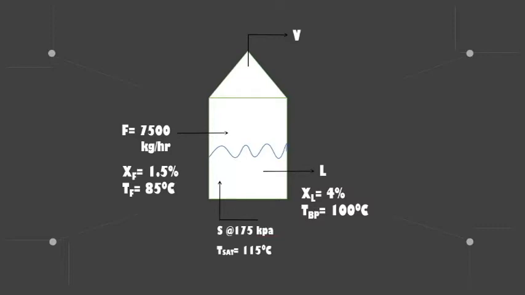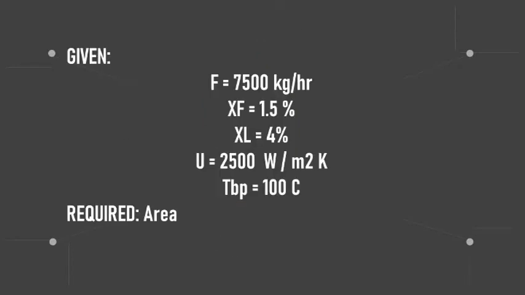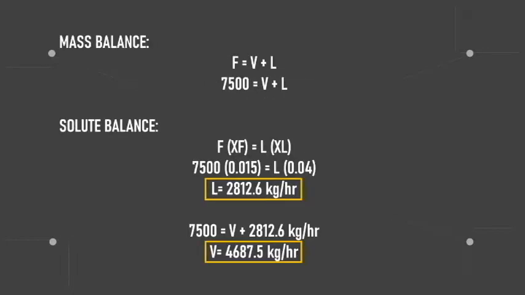We also have the saturated steam at 170 kilopascals, which heats the solution and has a temperature of 115 degrees Celsius. So we're given the feed rate, the weight percent of the feed and the liquid, the heat transfer coefficient, which is 2,500 watts per meter squared Kelvin, and the boiling point temperature, and we are to solve for the area.